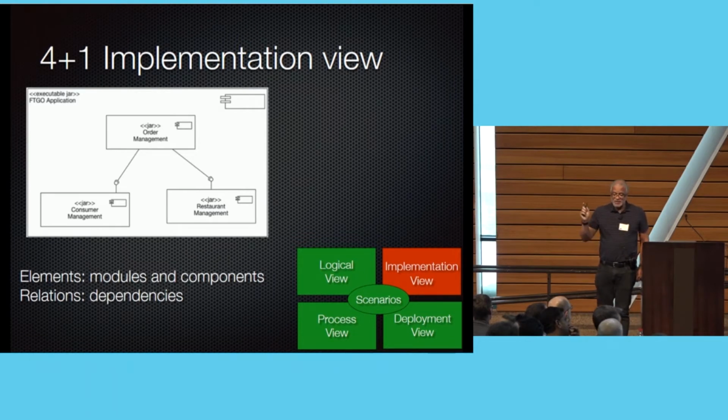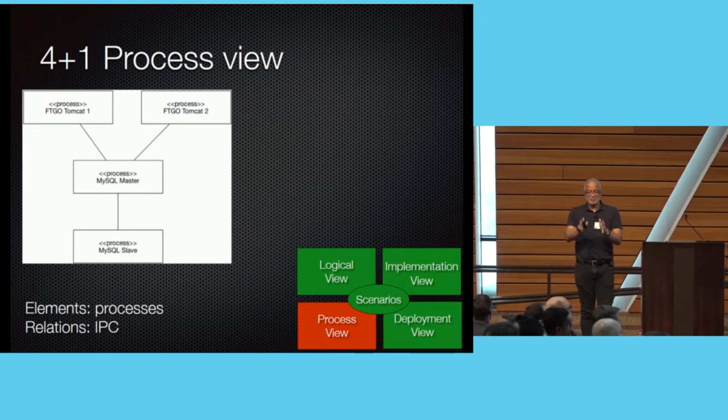So that's the logical view, what programmers create, and the implementation view, what comes out of the build system. Then you have the process view, which shows those running components from the implementation view at runtime, typically as a set of processes. In a Java application, that would be Tomcats. You'd have a database process. And the relationships within this view represent inter-process communication.